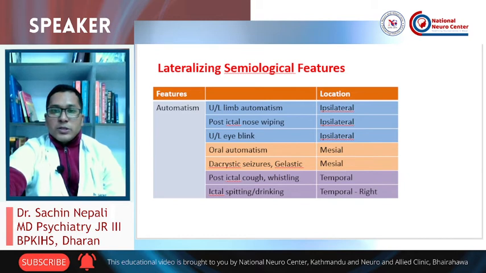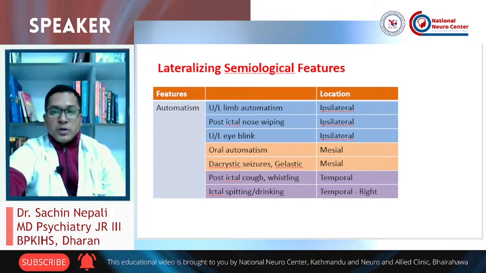Now the lateralizing semiological features. That means from the features we could lateralize whether the feature is from the right or left hemisphere and whether it is from the medial or lateral side of the temporal lobe. In the ipsilateral location, the features could be unilateral limb automatism, post-ictal nose wiping, and unilateral eye blink. That means according to these features we can say whether this is on the ipsilateral or the contralateral side. Similarly, in mesial temporal lobe epilepsy, the features are oral automatism, dacrystic seizure, and gelastic seizure, and post-ictal cough and whistling in temporal lobe epilepsy.